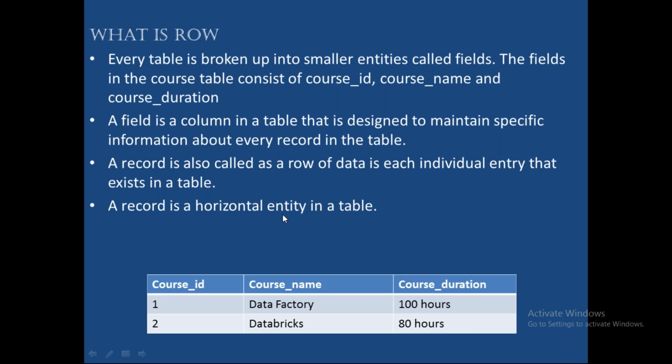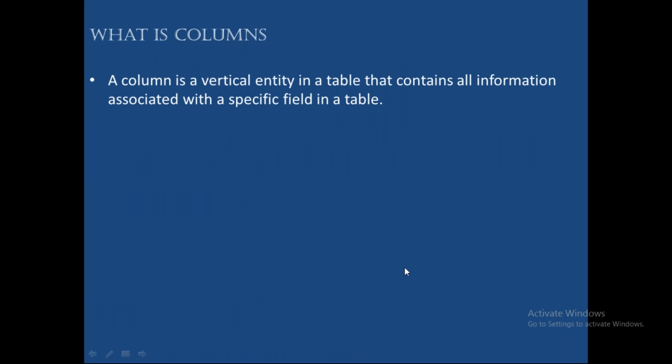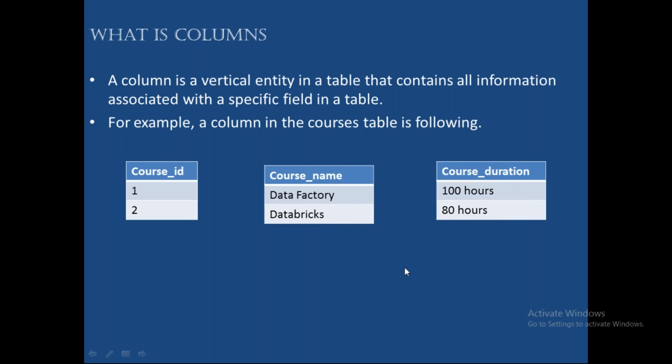Now a record is a horizontal entity in the table. It is horizontal, right? See, one, data factory, 100 hours, 2, Databricks, 80 hours. This is horizontal. This is called a row. Next, what is a column? A column is a vertical entity in the table. Previously we have seen a row is a horizontal entity. A column is a vertical entity in the table that contains all information associated with a specific field in the table. For example, columns in the course table are the following. Course ID is a column. Course name is another column. Course duration is another column. These are the columns.